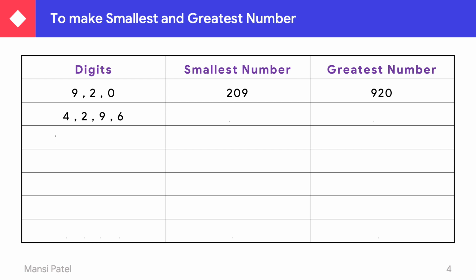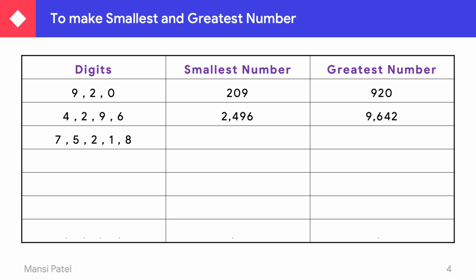Now see here, I am giving 4 digits to you, 4296. Using these digits, you have to make the smallest number. So write down all these digits in ascending order. So it becomes 2469. And the greatest number, 9642.